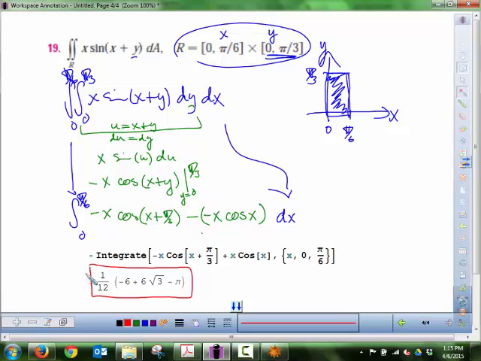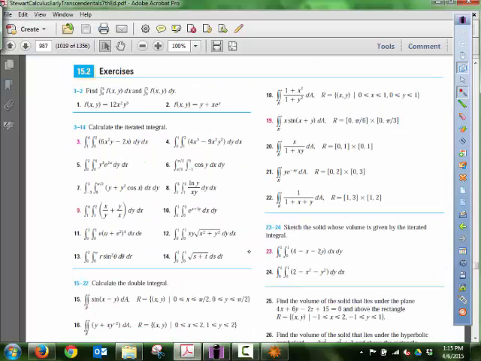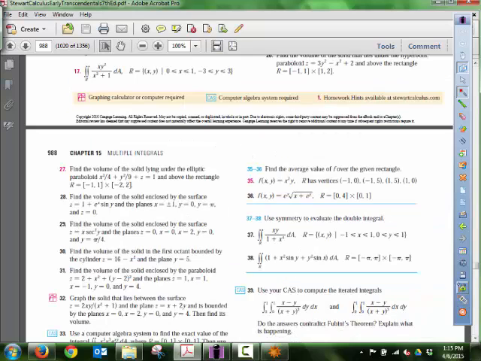All right, so let's take more steps. And now, let's see if there's anything interesting here. Oh, let's do one where they're actually looking for a volume between surfaces. Let's do the red ones. Number 27.